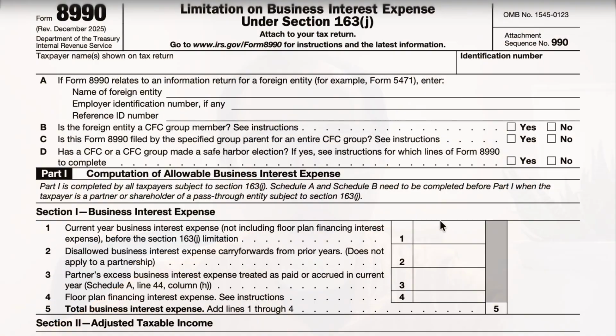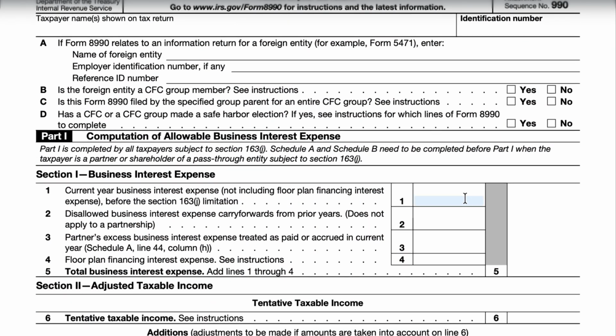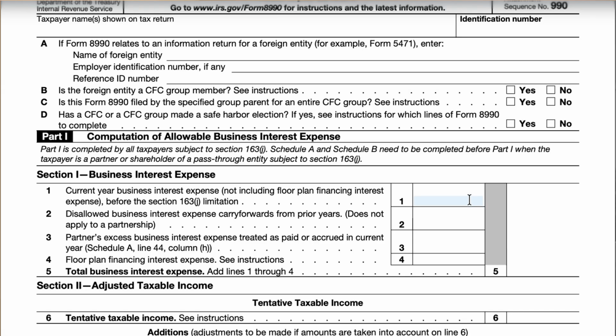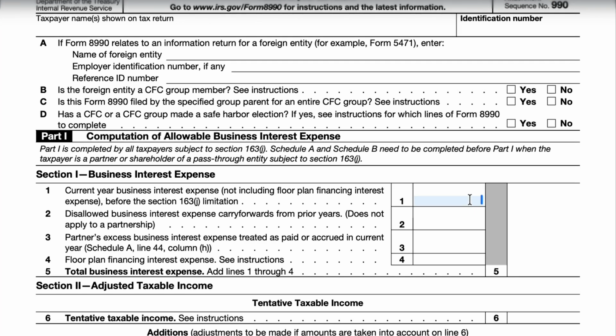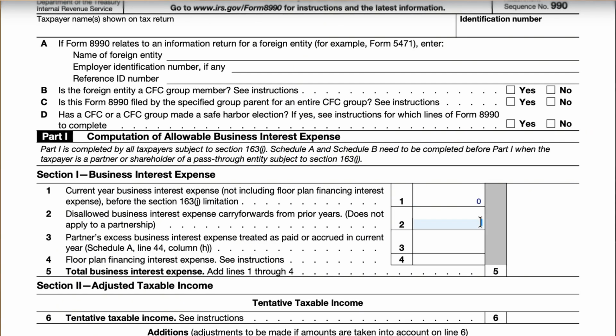Now we can start on A990. Section 1 is usually all 0 for common cases like me. Line 1 is current year business interest expense. That is not our 13K number. This line is usually for people who have their own businesses and pay interest expense by themselves, like for a business loan. Line 2 is disallowed business interest expense carry forwards.